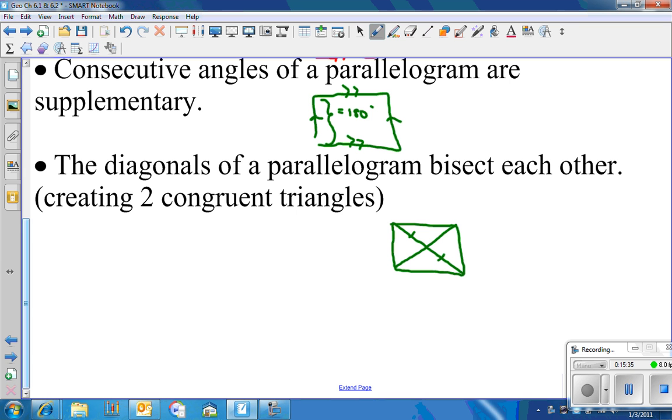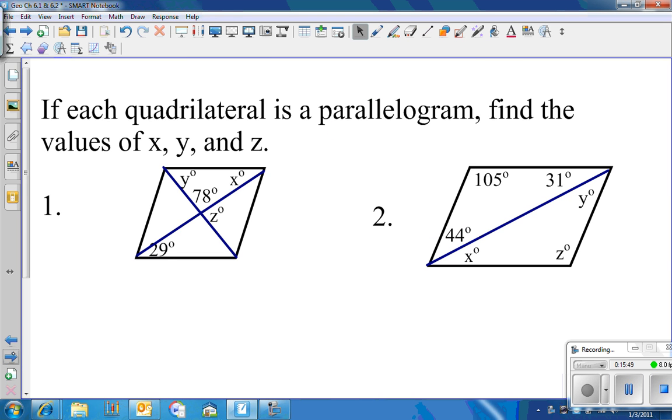We know that this side and this side are equal, and this side and this side are equal. The diagonals do not have to be equal to each other. They do have to bisect, they're cut in half. All right, so given that information, if the quadrilateral is a parallelogram, find the values of x, y, and z.